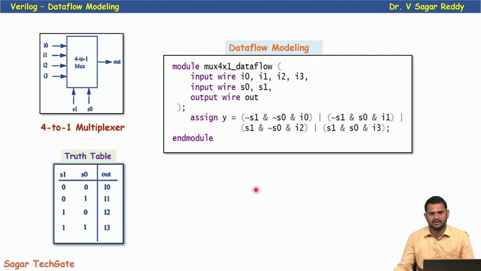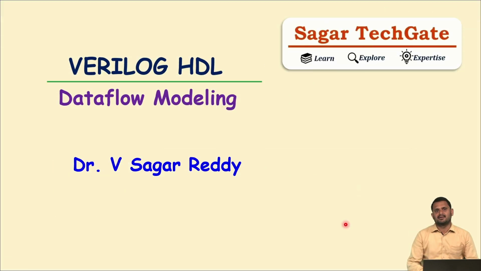I hope you understand, right? So here my intention is that Dataflow modeling is very easy if you are good at operators. If you are able to write a Boolean relationship between input and output, then it's very easy. These continuous assignment statements are used to model only combinational circuits, right? I hope you understand this Dataflow modeling style. I discussed some examples also. Thank you very much.